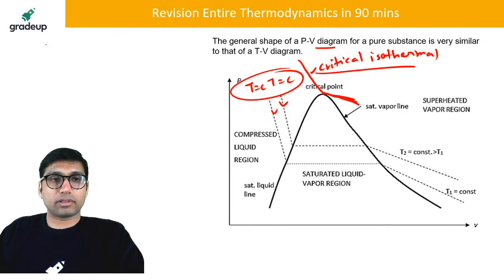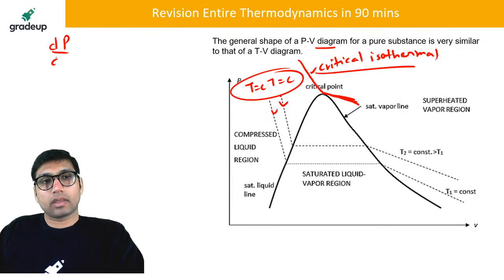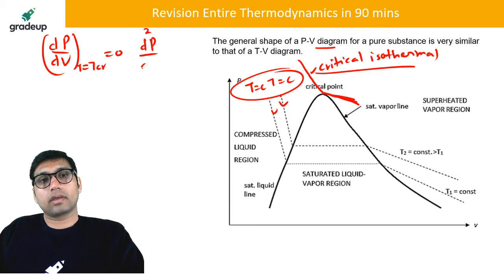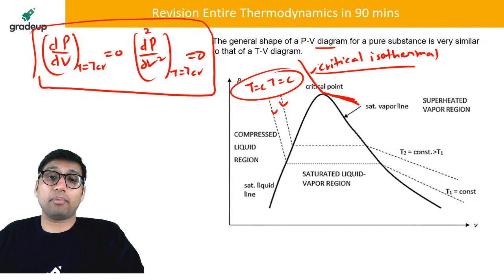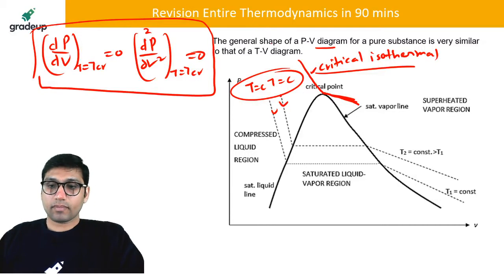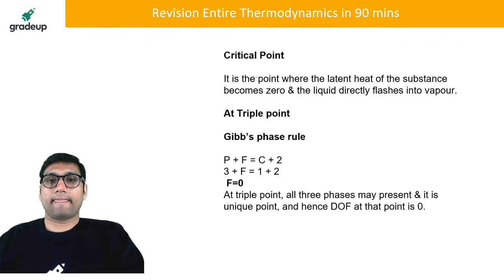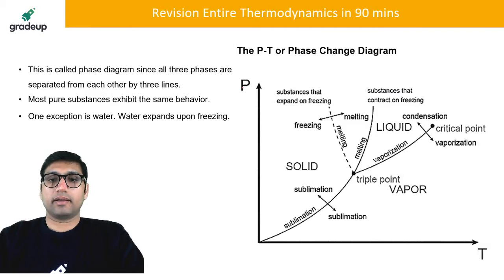And at the critical isotherm, the slope dP by dV at the critical point becomes 0, and also the second slope at the critical point becomes 0. This is an important relation: at the critical point the first and second slopes become 0. Okay, now this we have already studied.